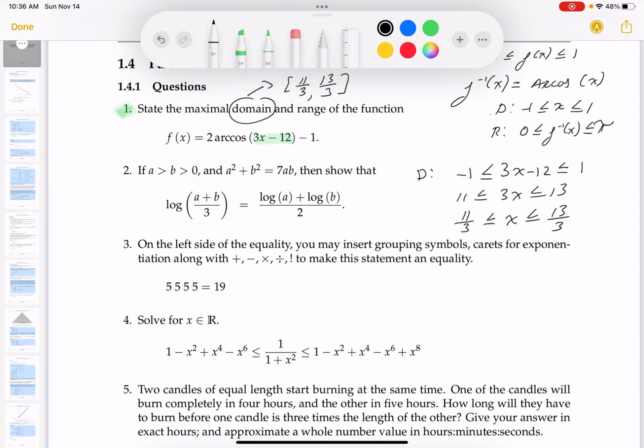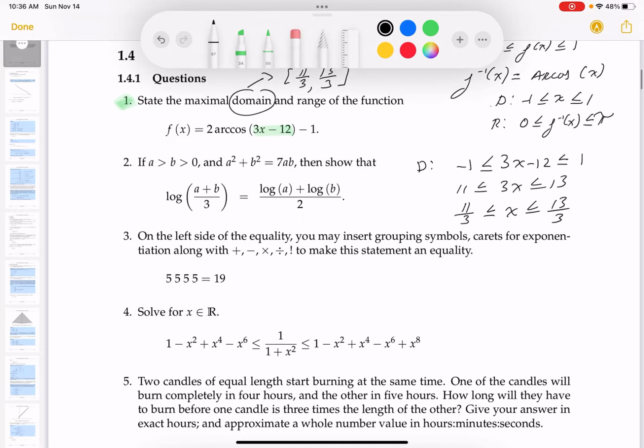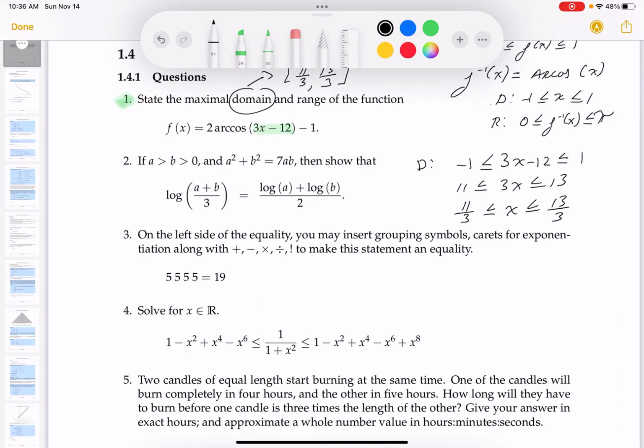Now I want to do the range of it. What's nice about the range is, let me point out what I mean by that, the most that could be is pi. That's the most it could be. So what does that mean? The most it could be is 2 pi minus 1. What's the least it could be? Well, the least it could be is 0.